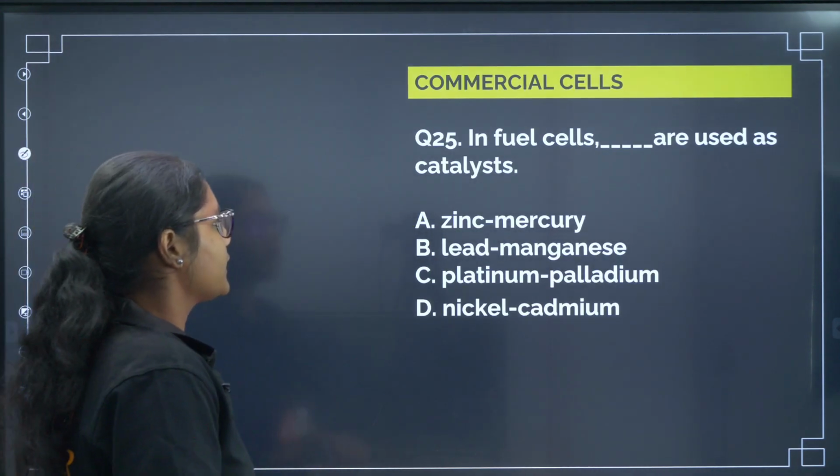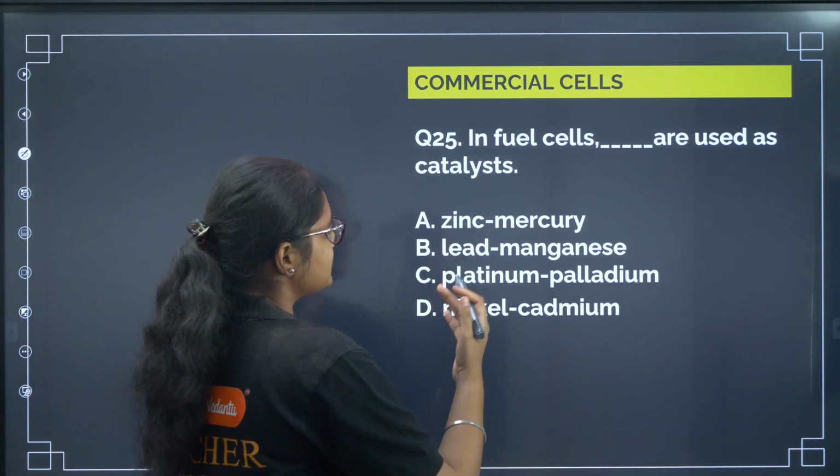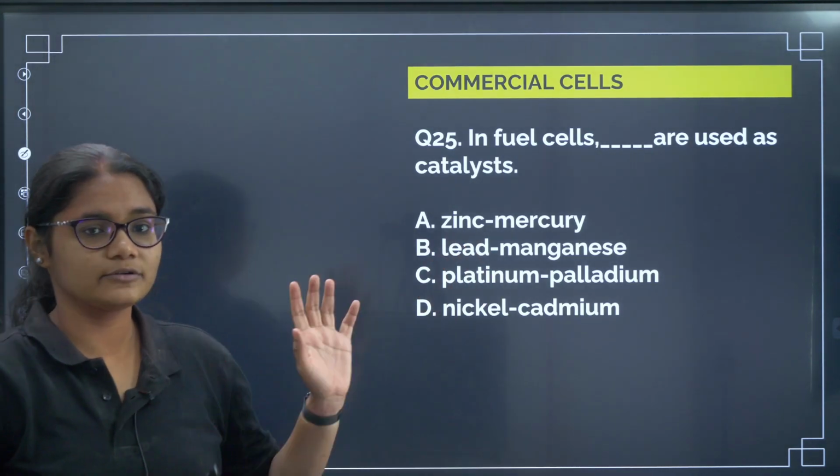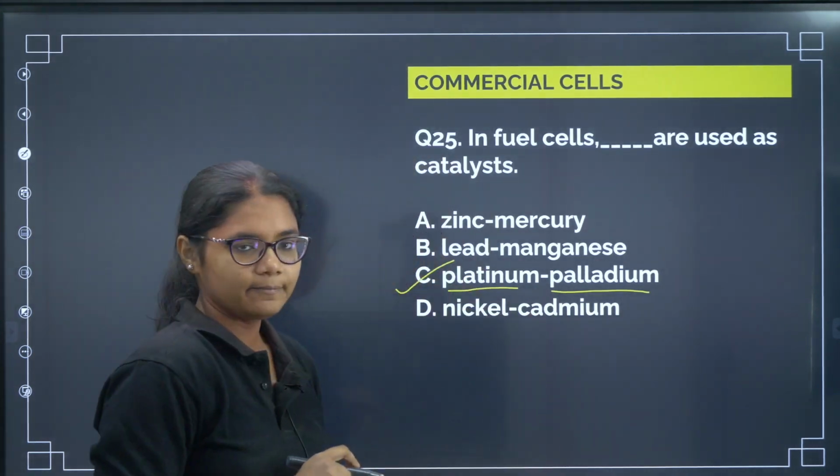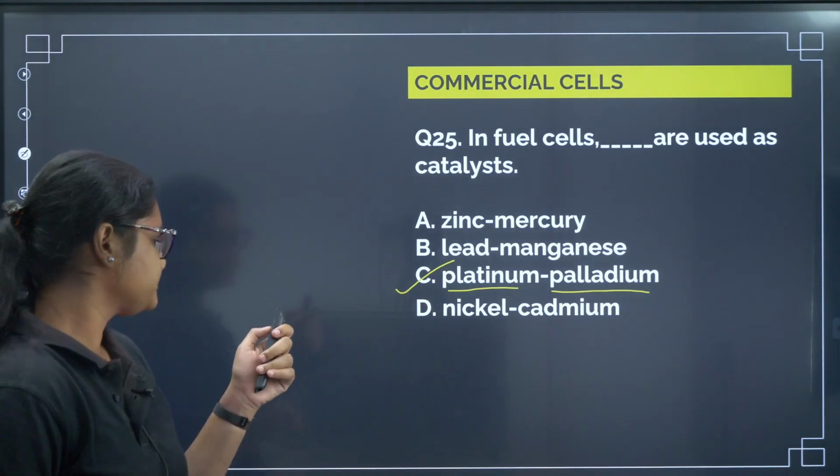Next. Okay, again this came from the fuel cells topic. In fuel cells, Pt and Pd are used as catalysts. In this table also I have mentioned this part. Platinum and palladium are used as catalysts. Okay, so the correct answer is option C.